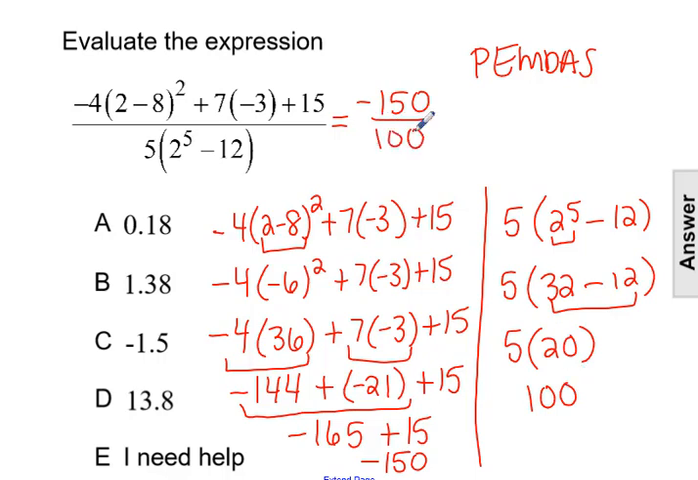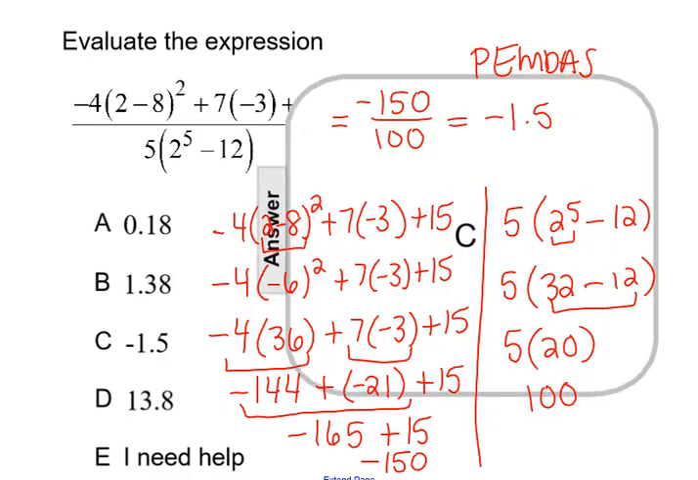So now the numerator is completely simplified, the denominator is completely simplified. So now we can divide: -150 divided by 100 is going to give us -1.5, which means our answer is choice C.